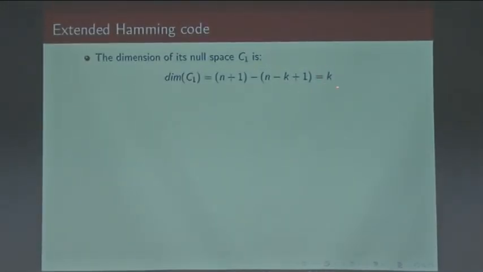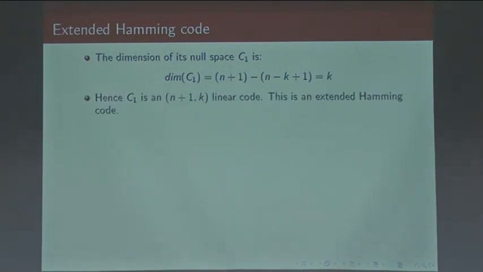So the dimension of C1 is basically k. So this is an (n plus 1, k) code. What we did was we kept the number of information bits the same, but we added one parity bit.